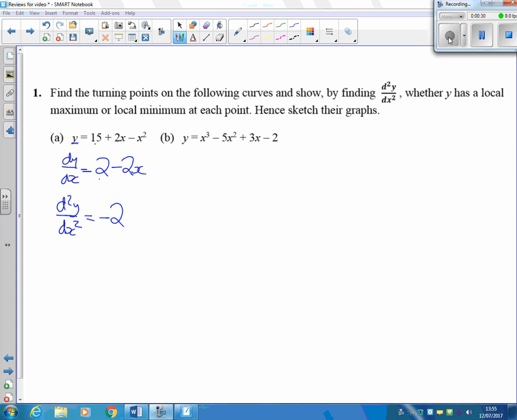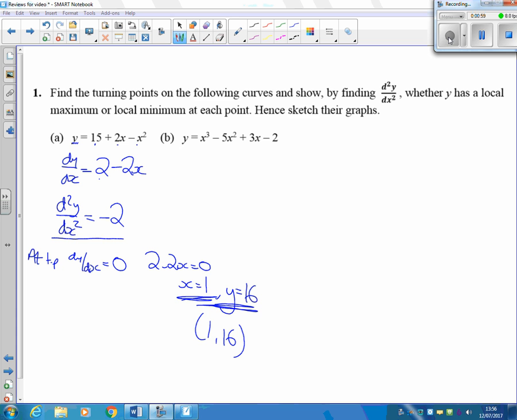Find the turning point. So at the turning point, dy by dx is equal to 0. So 2 take away 2x is equal to 0. That gives us x is equal to 1. So if x is equal to 1, we can find out what the y coordinate is as well. Y is equal to 15, add 2, that's 17, take away 1 is 16. So there's the coordinates of our point.